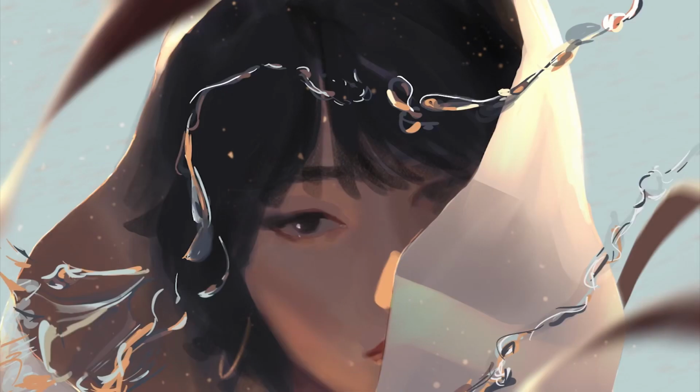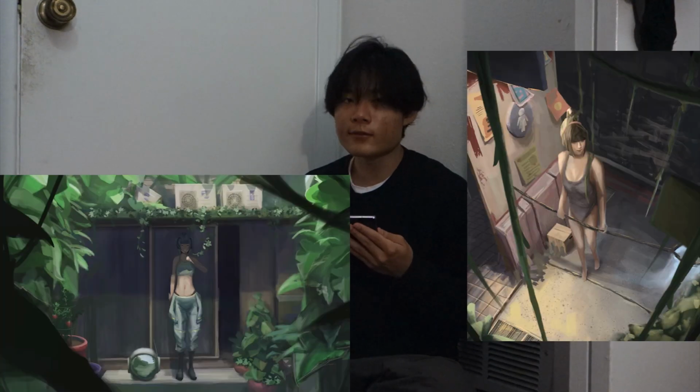This is the ninth image. I just included it because I was proud of the rendering. It has water in it, and I don't know, it was just cool. So this is my 10th and 11th image.